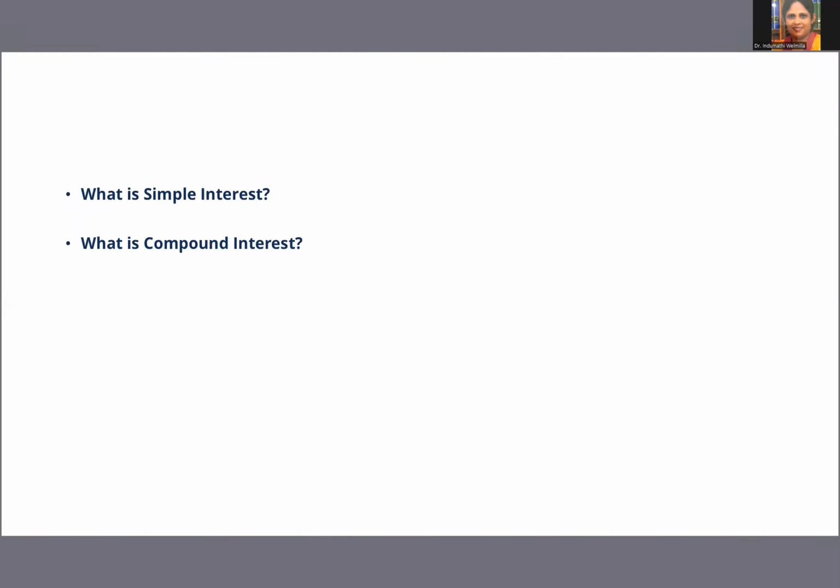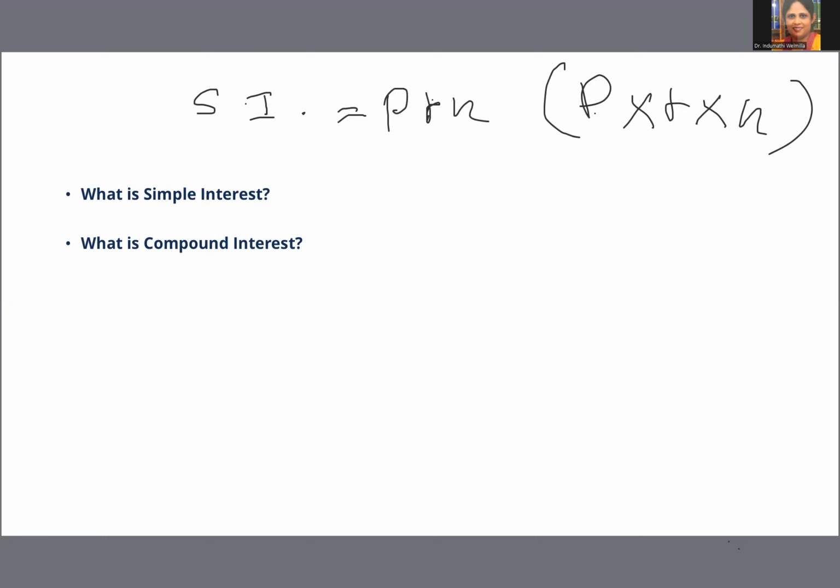The formula for simple interest, SI, equals P R N, that means P multiplied by R multiplied by N or T. Instead of N, someone can use T also, because P means the principal amount, R means the annual interest rate, and N or T is the time. No worry about that. Shall I explain one example?